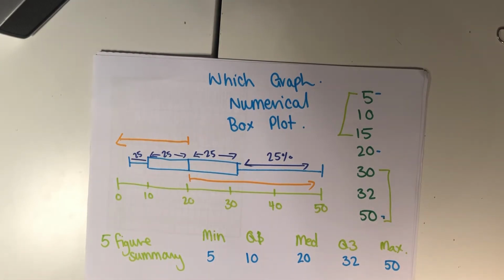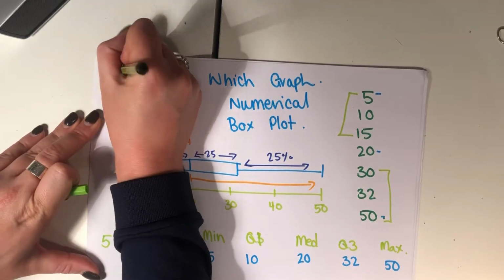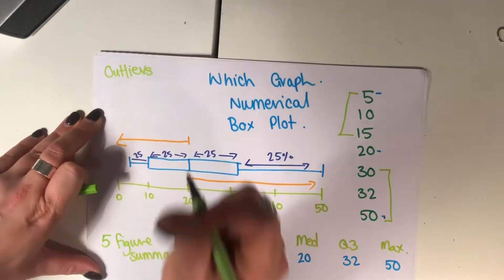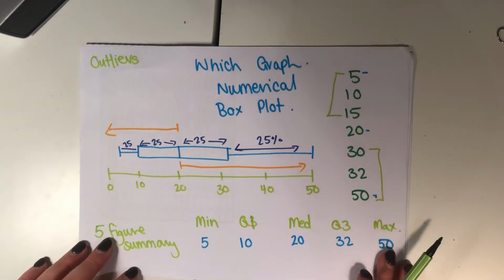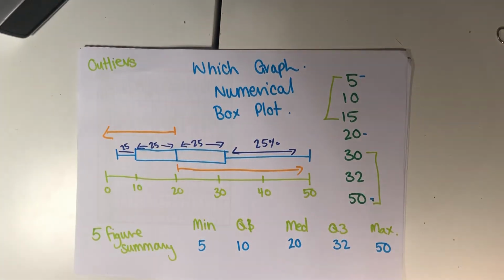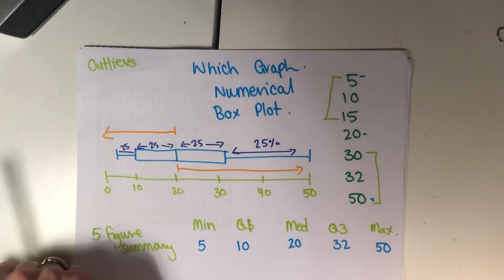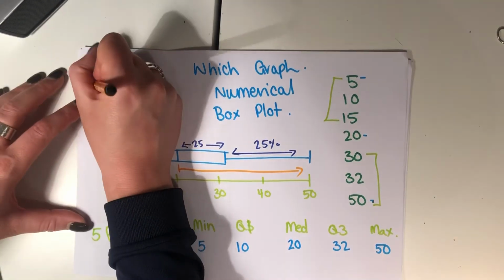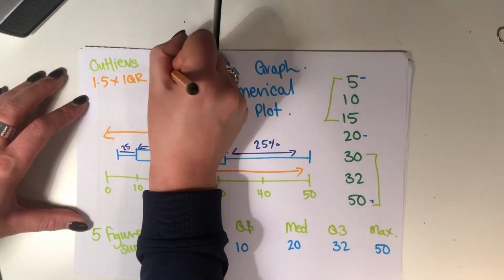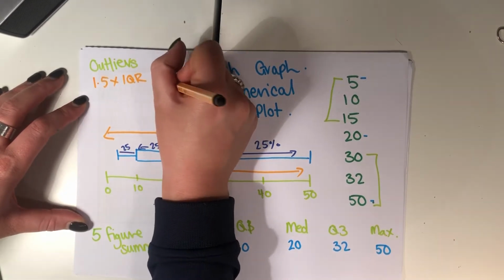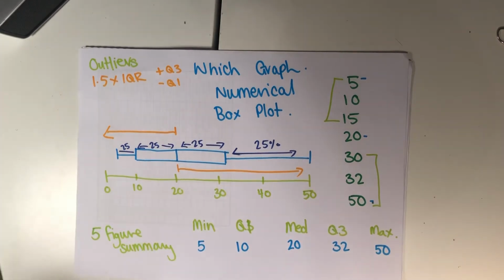Now, the thing that you have to check out for is outliers. We're going to do an outlier test on this to work out if I have any values that are outside the boundaries of my normal data set. It is 1.5 times the IQR added onto Q3 and subtracted from Q1. These are going to build my fences to check whether my outliers are there.